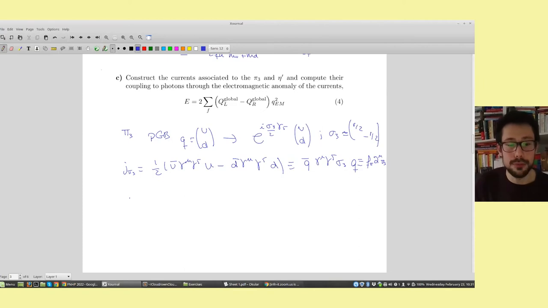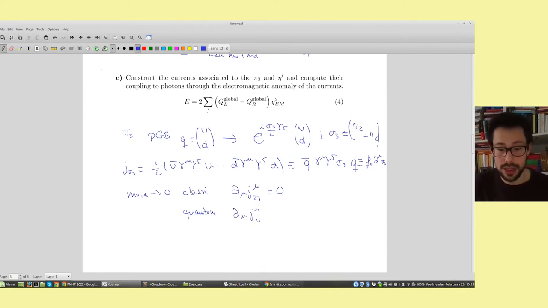Why? Because we know that if we go to the limit m up, m down go to zero, then at the classical level, d mu j mu pi 3 equals zero, right? Because in the classical limit and in the limit of massless quarks, this symmetry is exact, and therefore it corresponds to a conserved current. However, if we take into account quantum effects, we get an anomaly, and therefore d mu j mu pi 3 will no longer be equal to zero, but will be equal to alpha electromagnetic over 8 pi times this anomaly factor that I'm going to call c pi times F F dual.